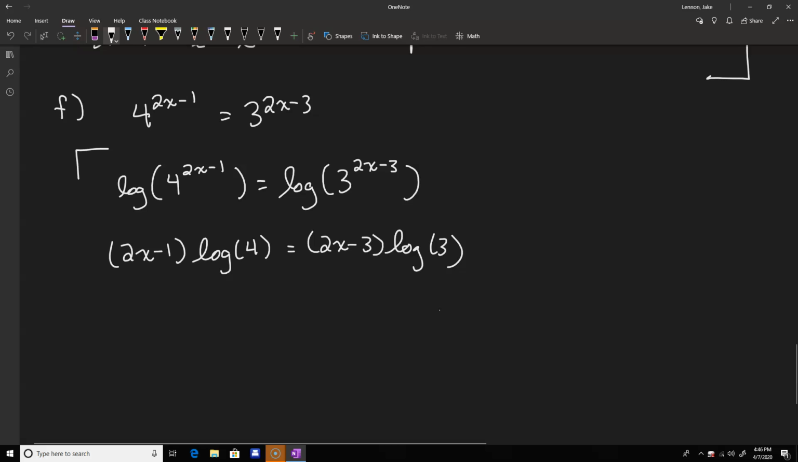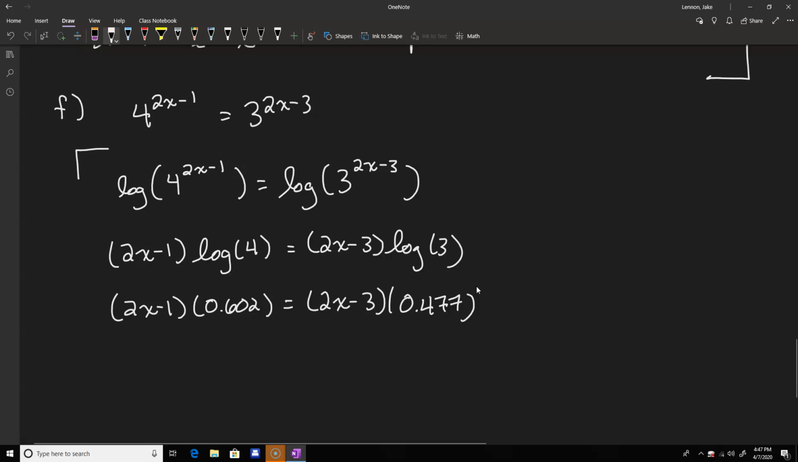The log of 4 comes out to 0.602. So on the left we have 2x minus 1 times 0.602, and on the right we have 2x minus 3 times the log of 3, which is 0.477. Again, I'm using 3 decimal places here, just because my final solution I intend to round to 2, so it's going to give me a little additional accuracy.